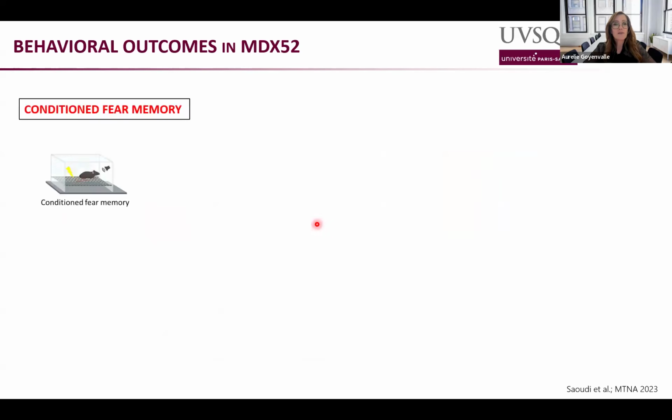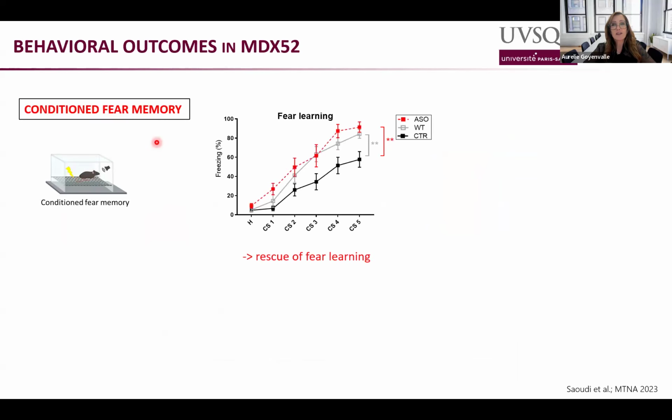And finally, we looked at the conditioned fear memory. So this is an auditory cued fear conditioning test where there's a learning phase for the mice to learn that the tone is going to be associated with a shock. And so in the learning phase, we were able to show that the treated mice in red were actually very similar to the wild type, whereas the control mice show a delay in learning this particular phenotype.